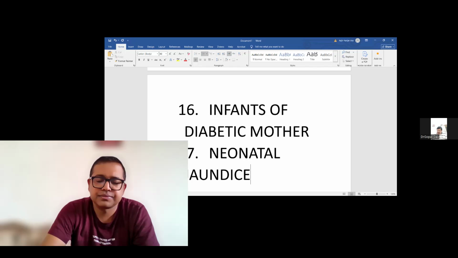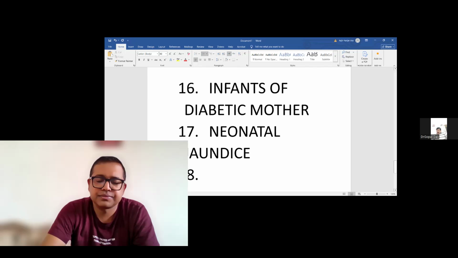Now, unconjugated or indirect bilirubin is poorly water soluble. But conjugated with glucuronic acid, or direct bilirubin, is water soluble. So it is poorly soluble in unconjugated form and soluble in conjugated form. Now, conjugated hyperbilirubinemia. What is conjugated hyperbilirubinemia? It is defined as more than 30% of total serum bilirubin. It is always pathological.